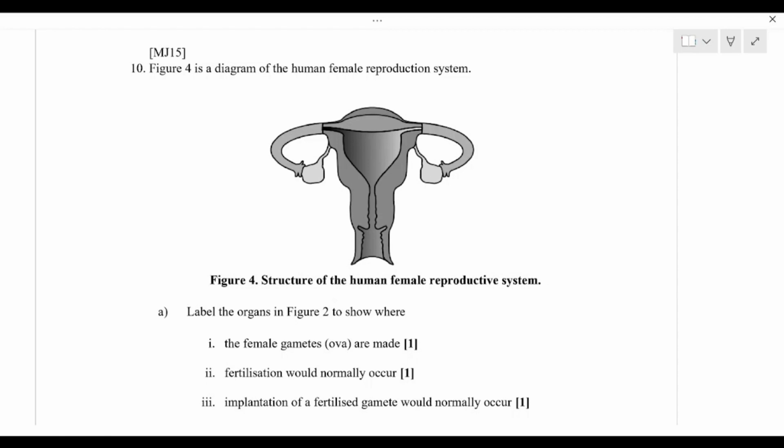Now, the female gametes are produced in the ovaries. Here is 1. Fertilization normally occurs in the oviduct. Here is 2. And implantation occurs in the uterine wall. Here is 3.